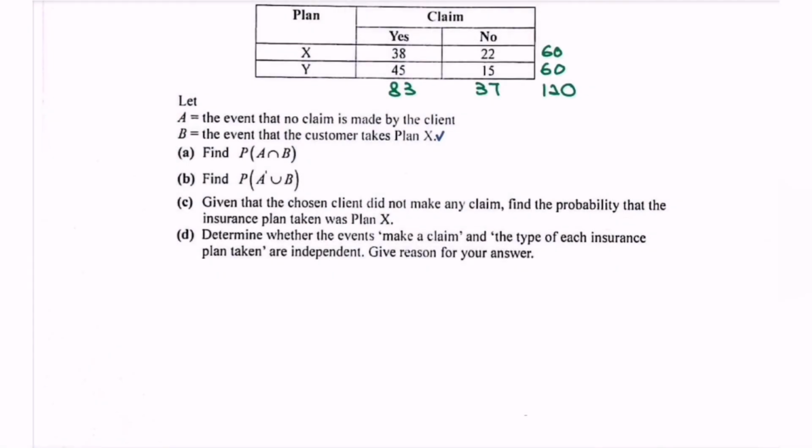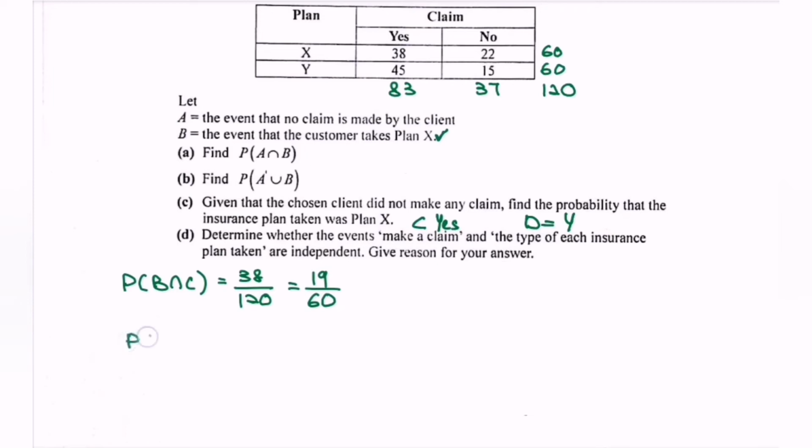Now for D, determine whether the event make a claim, let's name it C, which is the yes, and the types of insurance plan taken are independent. In B, we said they're taking plan X. For this one, we say D, which refers to plan Y. So we have to test for those who claim. Number one, we have to find the probability that B intersect C. Referring to the yes column for plan X, we will have 38 over 120. If we simplify, we will have 19 over 60. That is the situation for B intersect C.